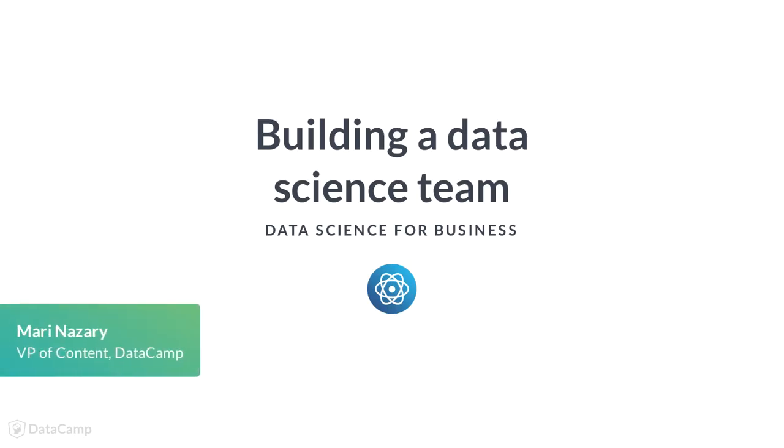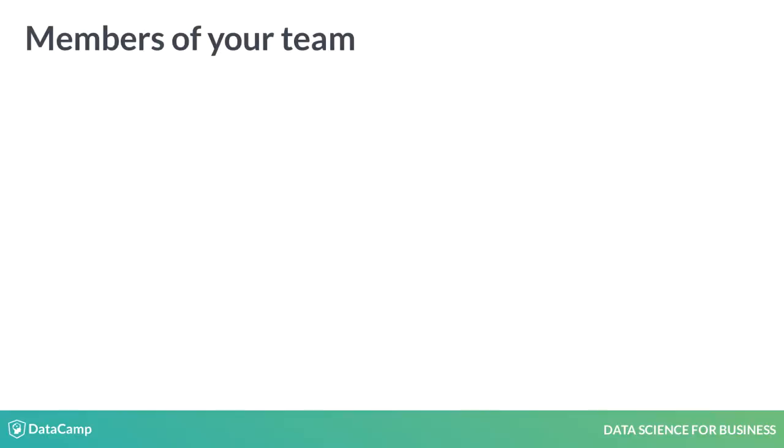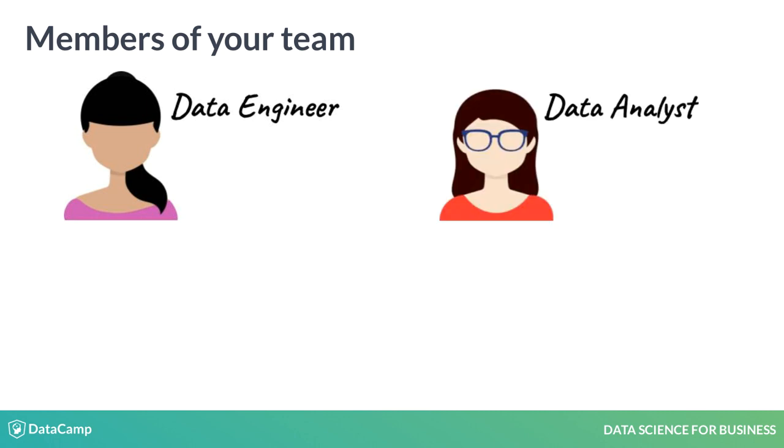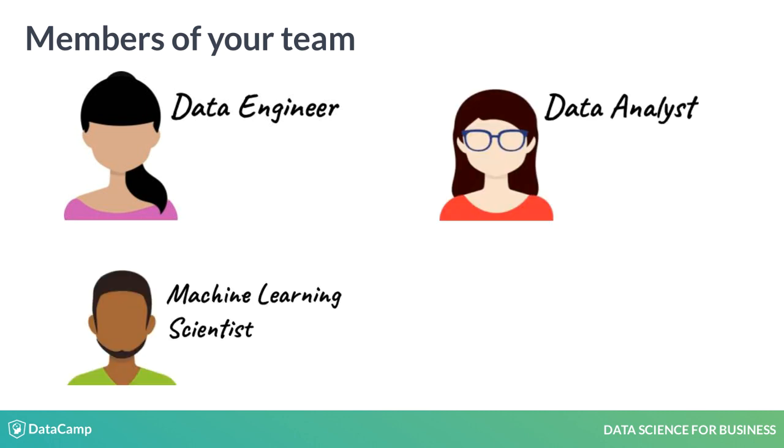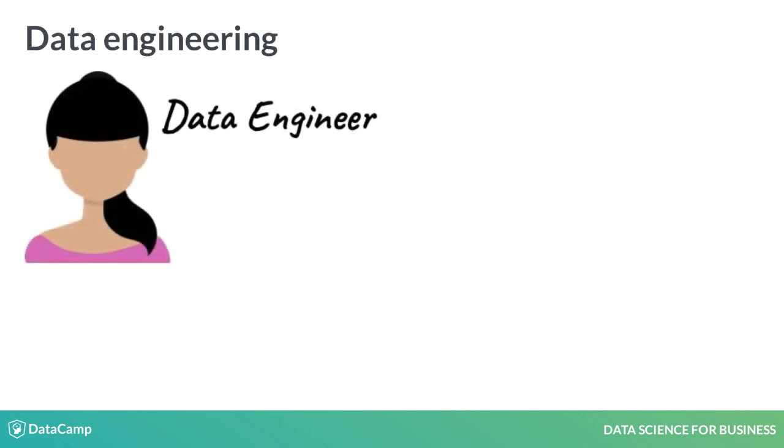In this lesson, you'll learn how to build and structure your data team to meet your organization's needs. You might be surprised to learn that data science isn't a single field. It's actually 3 different jobs: data engineer, data analyst, and machine learning scientist. Let's explore each one. Data engineers control the flow of information.